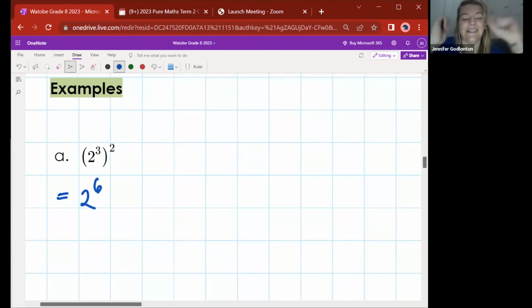2 to the power of 6. Beautiful. So we take the 3, we multiply it by that 2, and we say 2 to the power of 6. Beautiful.